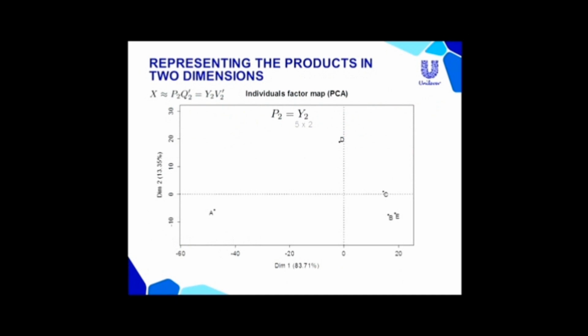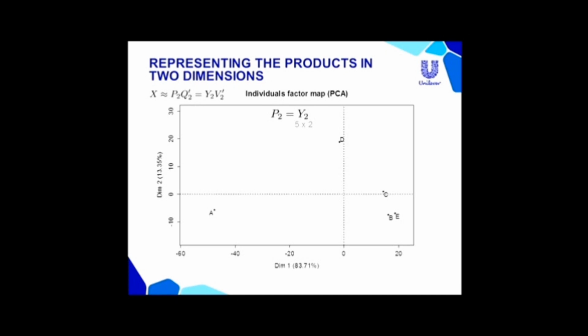So when I was saying x is approximately these y's and these v's, if we just plot the y's, each row of this y will be a product. We've got 5 products, which I've taken the labels off to protect the innocent, and 2 columns, because we've just taken the first 2 components. We can plot them on a graph.